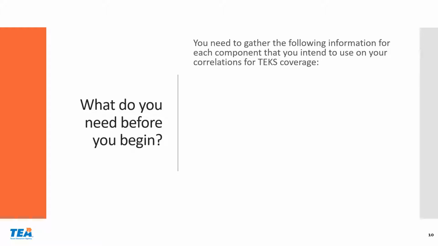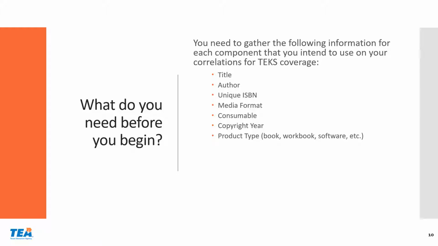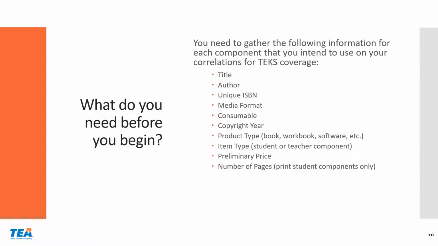Now we will get into the specifics of submitting a complete description. First, you need to make sure you have the following information about each component you plan to include on your complete description, which includes title and author, a unique component ISBN, which we'll speak more about in a moment, the media format of the individual component, such as print, digital, or online, whether or not the component is a consumable, the component's copyright year, the product type like book or workbook, who is expected to use the component or item type, the price of the component.